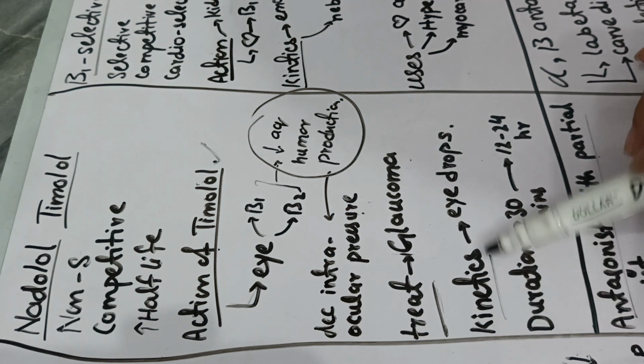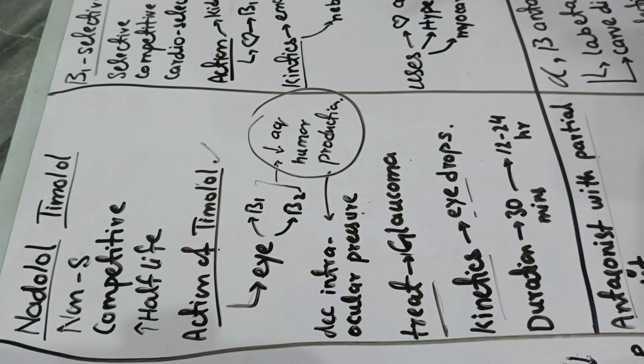Kinetics: it is given in the form of eye drops, which are directly added into your eyes, causing a decrease in your intraocular pressure. As for duration, its action starts within 30 minutes and remains for up to 12 to 24 hours. So it has a very long duration, and it can make its effect last for a complete day of 24 hours.